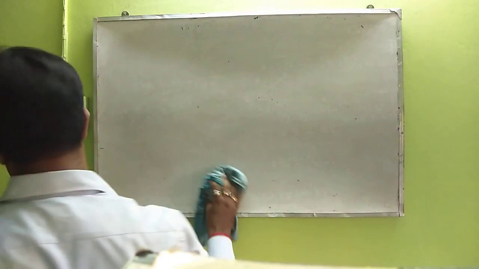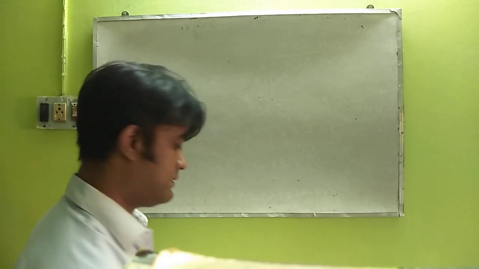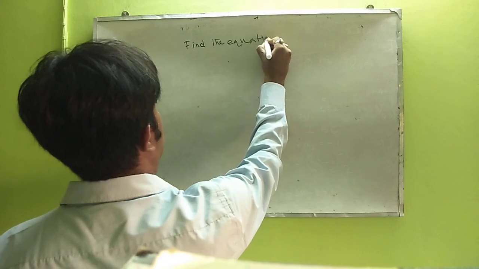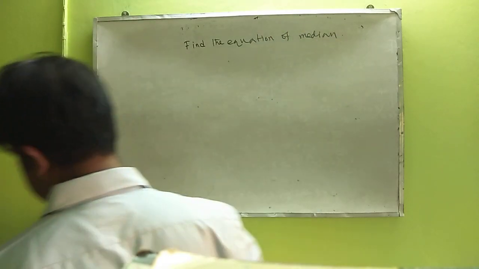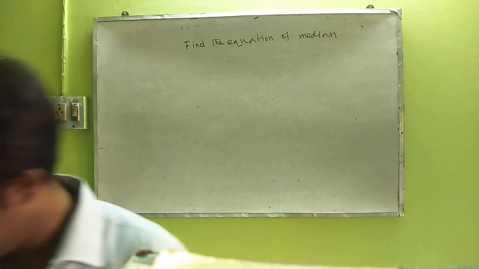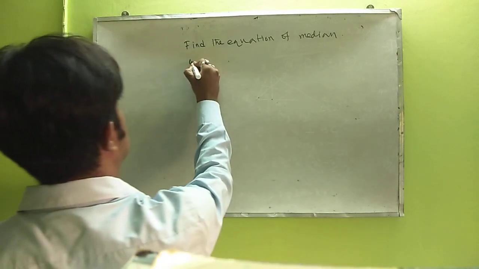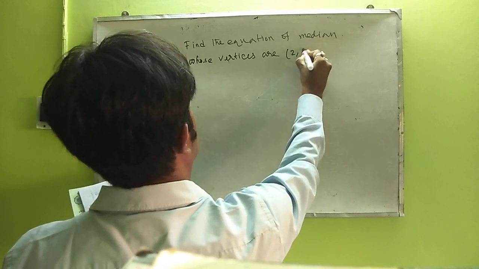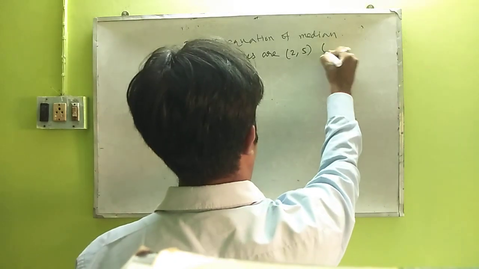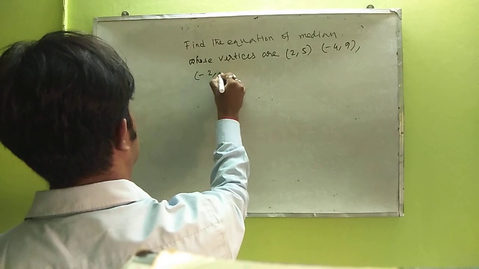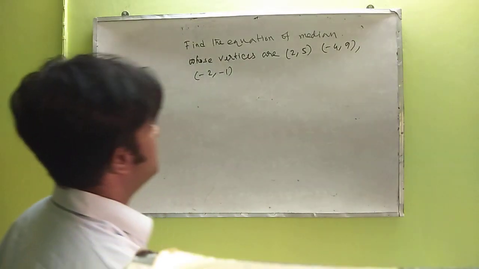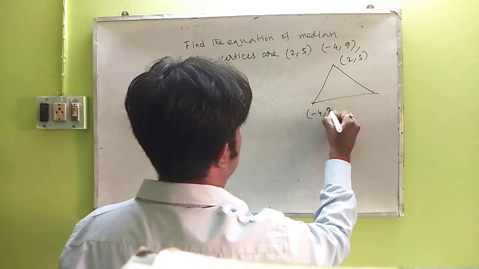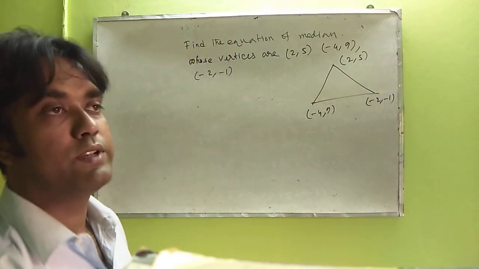Now we do the last and very interesting sum, which is to find the equation of the median. Find the equation of the median whose vertices are 2, 5, minus 4, 9 and minus 2, minus 1. We have to calculate the median.